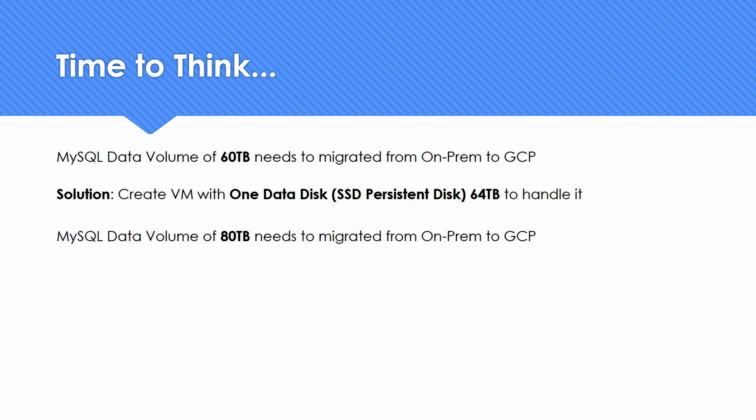An MySQL data volume of 80 terabytes needs to be migrated to on-prem. Now this was specifically put as 80 because I know one disk can take only 64 terabytes. Now what will you do here, folks? What can you do here? 80 terabytes. Volume is increasing. That's natural. That's what we expect.